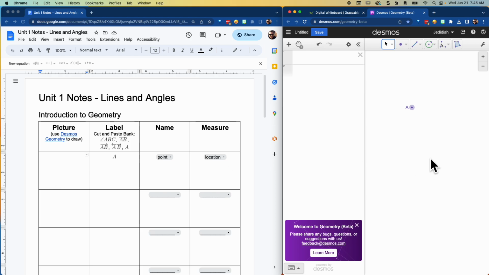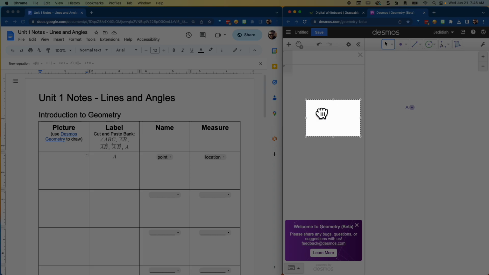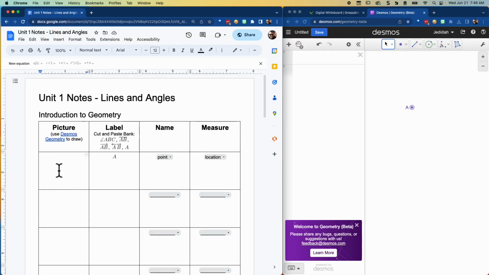Now I just need a picture of that. So I'm going to take a quick snapshot of this piece here. I'm going to make sure it's going to my clipboard so I can paste it. There's point A. Awesome. Now let's do another one. Let's do this one that's got AB, but it has arrows going in both directions. So I'm going to copy and paste that into the next one.